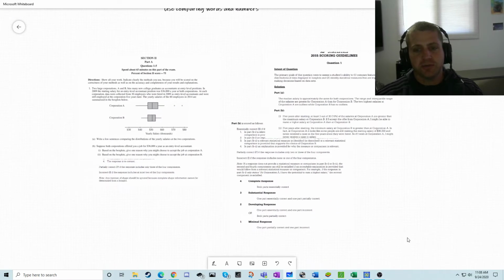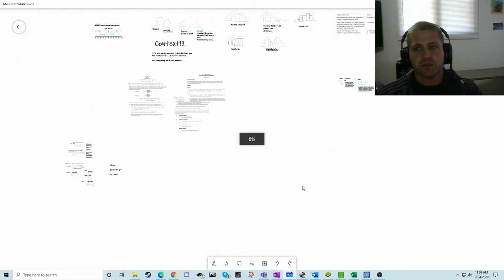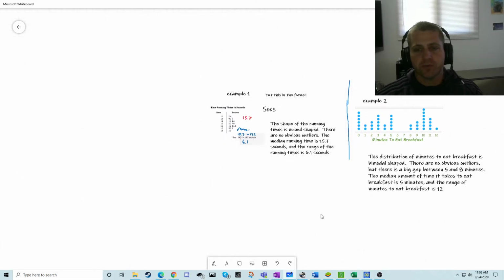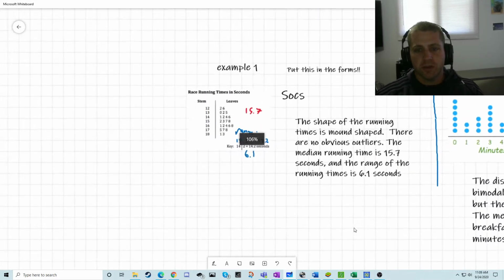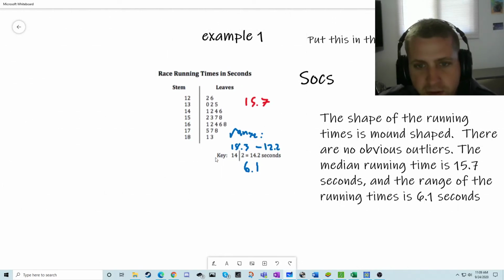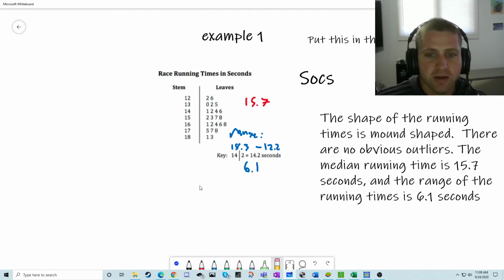So I'll show you some examples. I'll find them eventually. Here they are. Here's two examples. I'm going to show them one at a time and talk about my answer. In this example, the stem and leaf plot, I found my median was 15.7. I did the cross-off method, crossing lowest and highest off until I found the median. And then I took the highest minus the lowest for range and got 6.1.